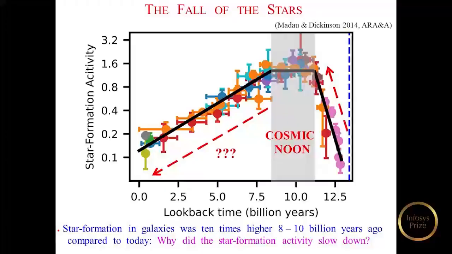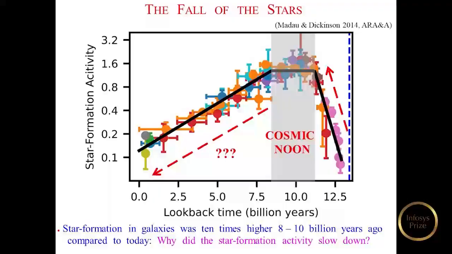And then you see something else which is weird. You see that from about 8 billion years or so ago to today, the star formation activity dropped like a rock. It dropped from about 1.6 in these units to about 0.1 something in these units. It dropped by more than a factor of 10. So over the last 8 billion years, the universe has basically stopped forming stars. It's forming stars in a much slower, milder way today than it did about 8 billion years ago.